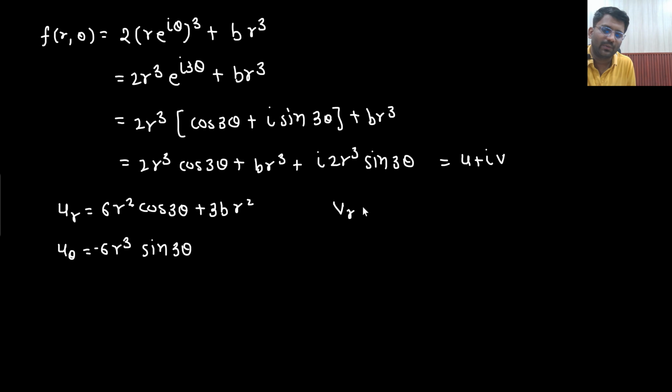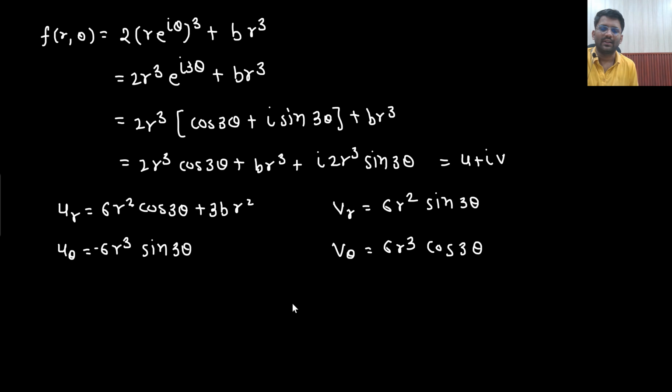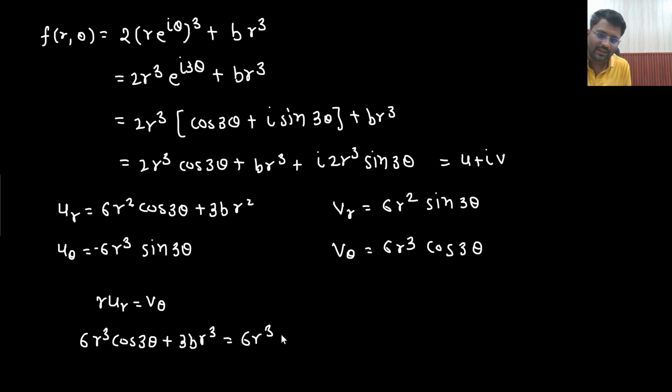Then partial differentiation of v with respect to r, what answer will you get? 6r square sine 3 theta. And partial differentiation of v with respect to theta, you will get 6r cube cos 3 theta. Yeah, this is something that you will be getting. Now you know one thing, that r u_r would be equal to v_theta. So r u_r, that means 6r cube cos 3 theta plus 3b r cube, would be equal to v_theta, which is 6r cube cos 3 theta. This and this are getting cancelled out. From here you are getting 2b r cube should be equal to 0. That means b has to be equal to 0.